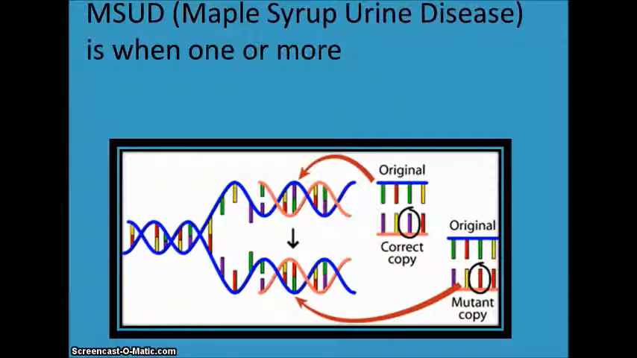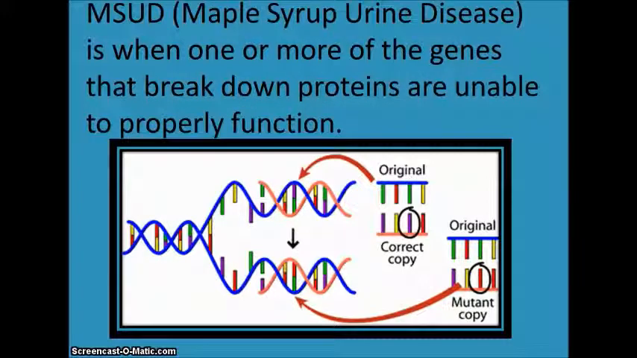Maple syrup urine disease, or MSUD, is a genetically inherited disease that is caused by mutations in the BCKDHA, BCKDHB, DBT, and/or the DLD genes. These genes are responsible for breaking down the proteins in your body. If you didn't have these genes, then there'd be too many amino acids in your body and it could cause some serious damage to important organs such as the brain and the liver. If you look in the graphic below, you can see an example of how a mutation could occur resulting in MSUD.